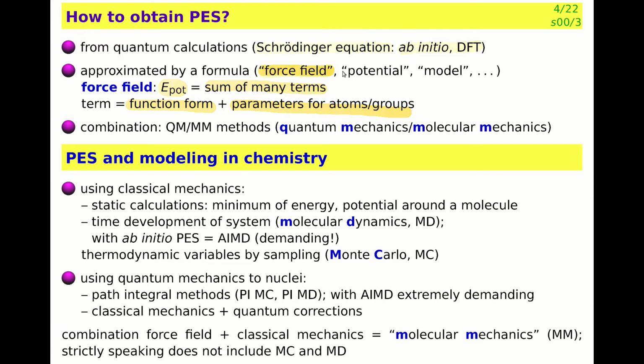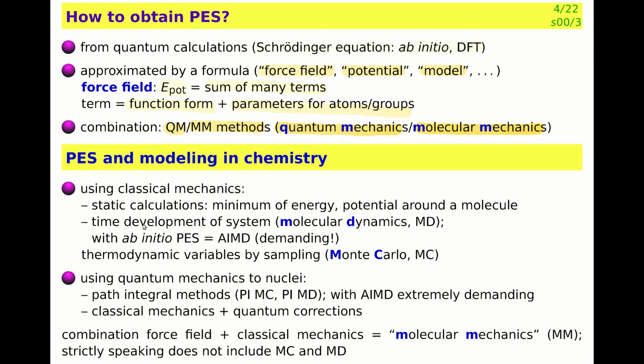The term force field is often used in chemistry. Sometimes a term which is used is just a potential, as a shortcut for potential energy surface, or simply a model. But also we can use a combination. For a part of a molecule, for example an active site of an enzyme, to use quantum chemistry, and force field for the rest. This approach is called quantum mechanics, molecular mechanics.